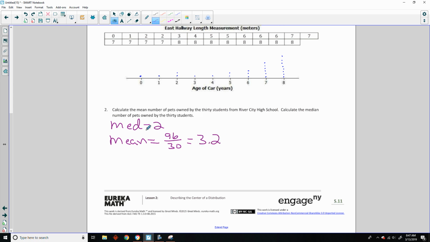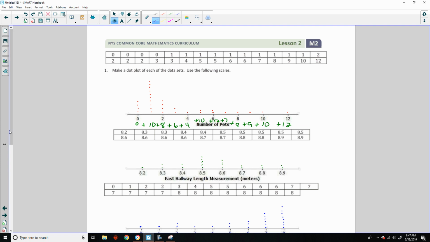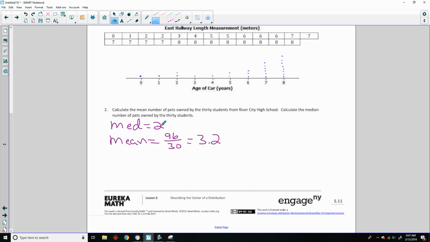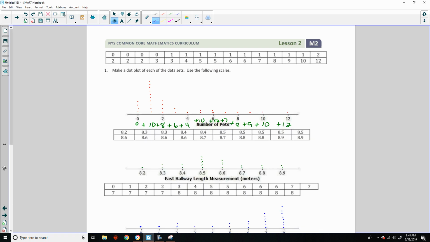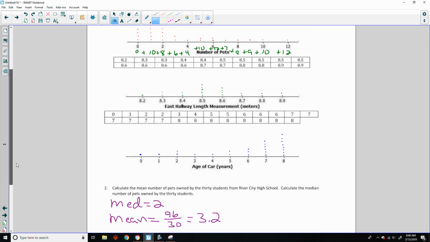Okay, so the median was 2 and the average or the mean was 3.2. Number 3, what do you think is a typical number of pets for students from River City High School? Explain how you made your estimate. So now when we look at the mean and the median, our median was 2 and our mean was 3.2. Okay, so what they're asking is which would be the better measure of center to use in this situation? What would be a more accurate description of our center? Do we want to use the median or we want to use the mean?